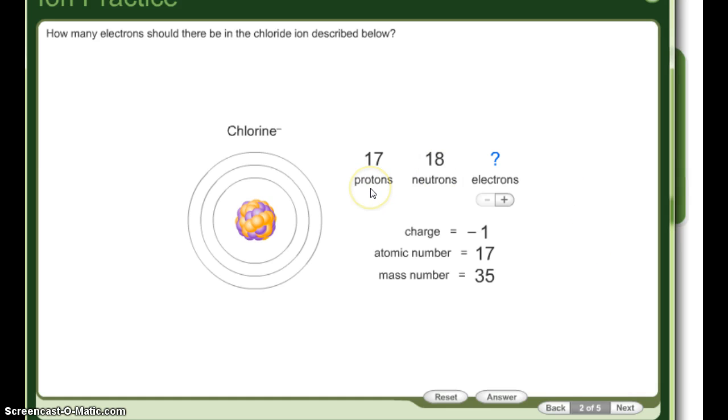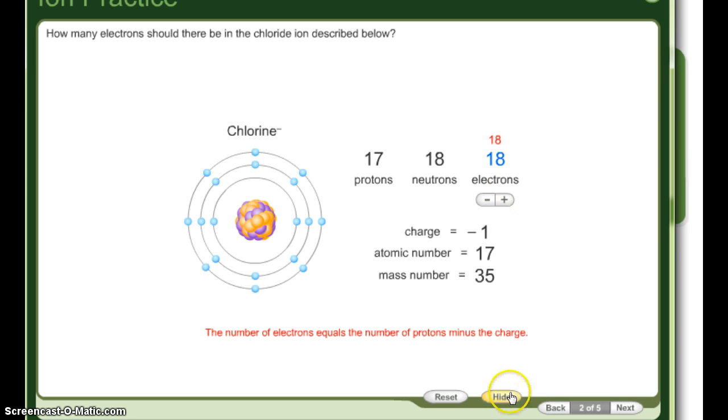So I have 17 positive protons. I want a charge of negative. So if I want a negative charge, do I need more electrons or less electrons than protons? Well, if I had exactly 17, my charge would be 0. I want my charge to be 1 more negative, so 18 electrons.